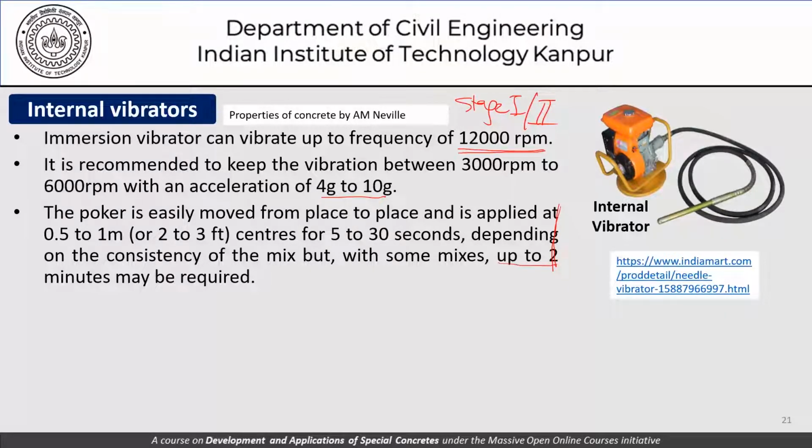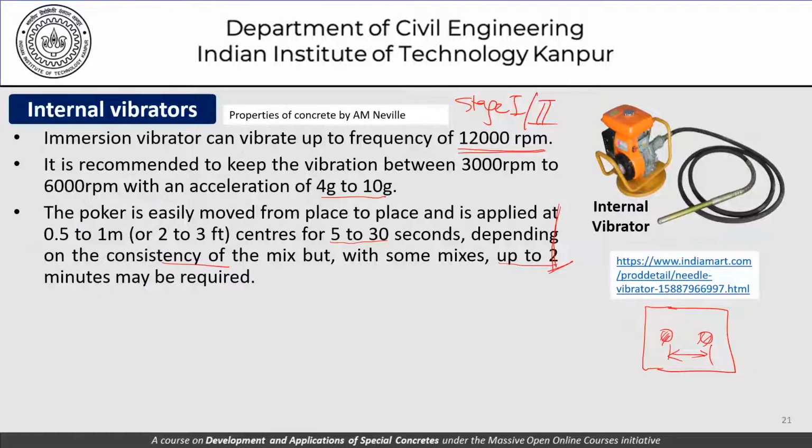So what we are talking about here is the same range of about 5 to 30 seconds, but at times more than 2 minutes, or up to 2 minutes, may also be required depending on the consistency of the mix. That's something which is obvious, something which we must reason to ourselves: if we are trying to vibrate this concrete which is very stiff, then what will be the balance between the distance that we have between two places where this insertion using a poker is made versus the characteristics of the poker itself, including then the consistency of the concrete mix.